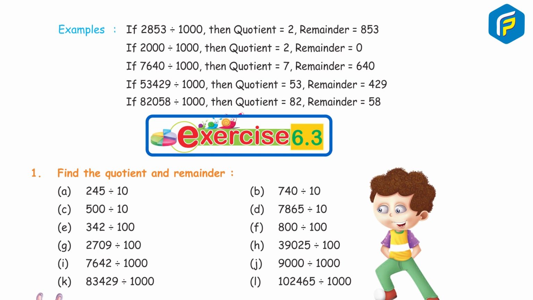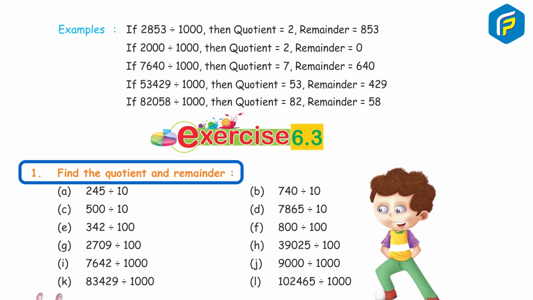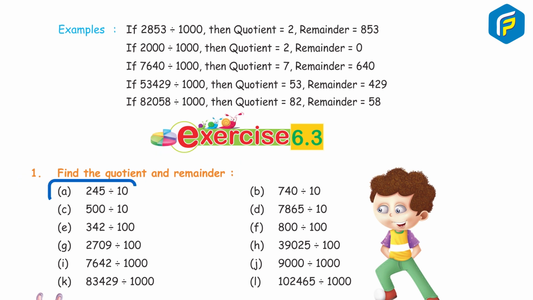Exercise 6.3. Question 1. Find the quotient and remainder. A. 245 divided by 10. Answer: quotient 24, remainder 5. B. 740 divided by 10. Answer: quotient 74, remainder 0. C. 500 divided by 10. Quotient 50, remainder 0. D. 7865 divided by 10. Quotient 786, remainder 5.